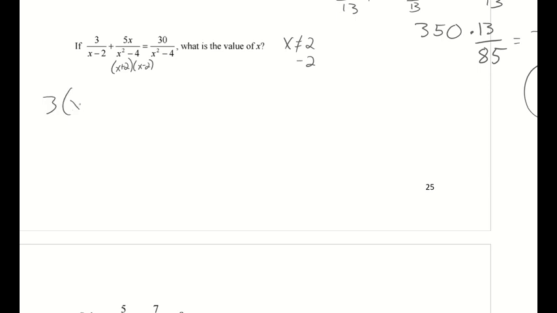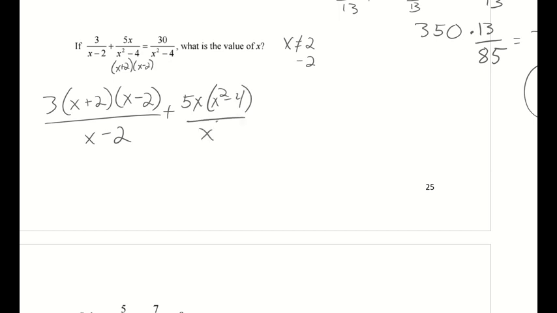So we multiply each of these by x plus 2, x minus 2. Each term, you have to multiply both sides of the equation by it. And here I'm just going to leave it as x squared minus 4 because that's the denominator, and it's going to make it easier to factor out. It's the same thing, just written in a different form.